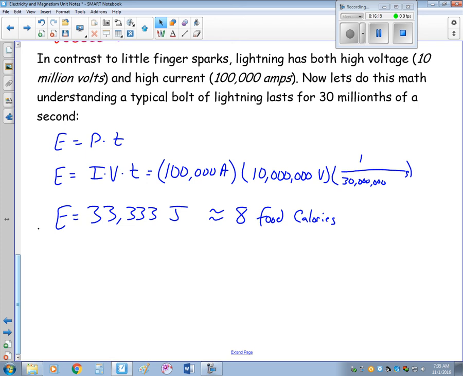Still doesn't seem like a lot of energy, but that might help explain why some people are able to survive a lightning strike. All right, that will conclude video 2.